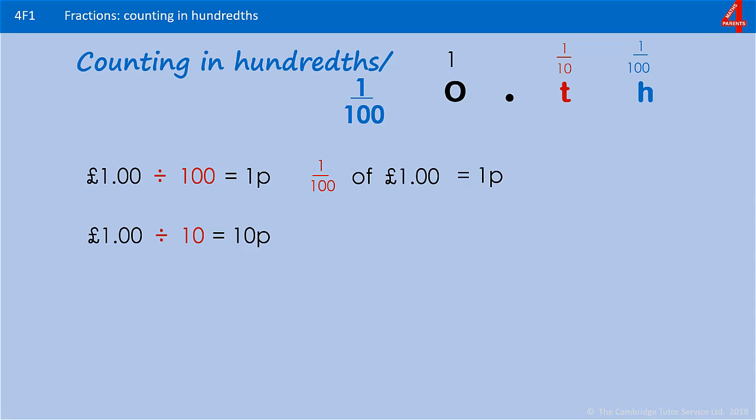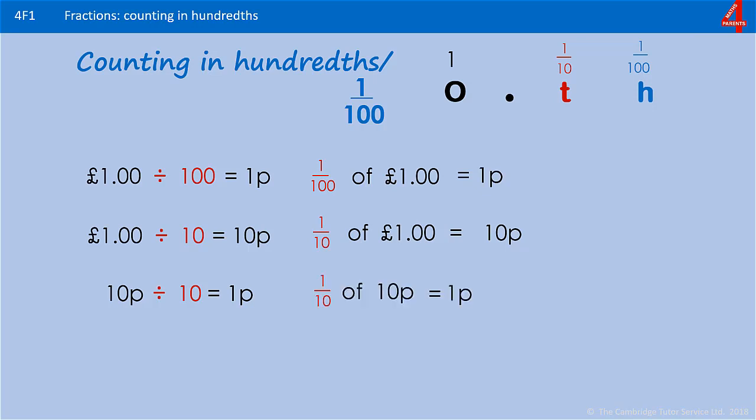1/100th of 1 pound is 1p. So 1/100th of something is the same as dividing it by 100. 1/10th of 1 pound is 10p. So finding 1/10th is the same as dividing by 10. And it's also worth remembering that 10 pence divided by 10 is 1 pence. So 1/10th of 10 pence is 1 pence.